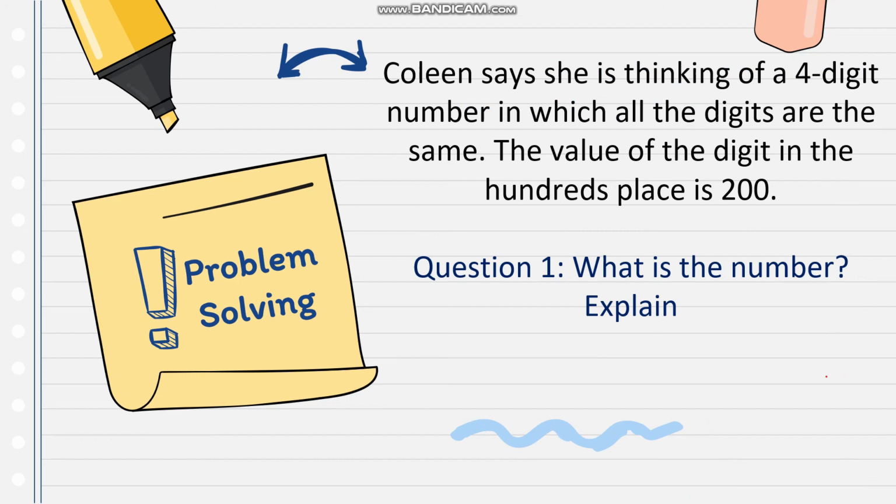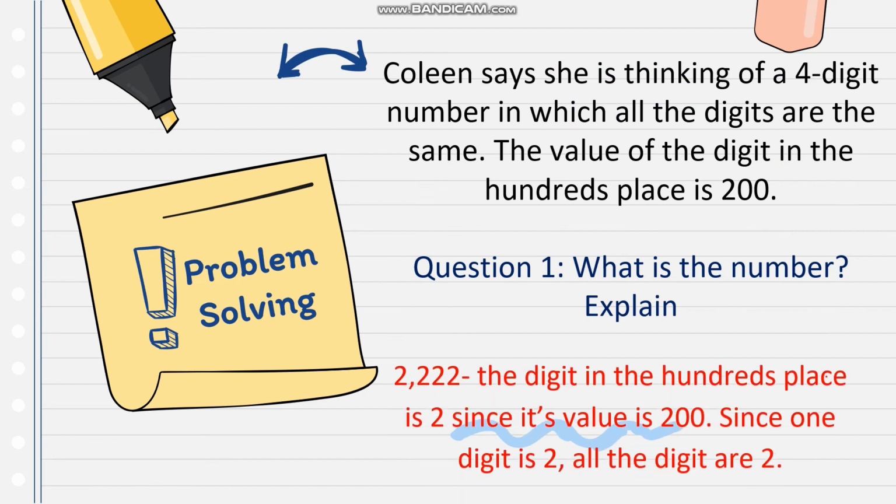Next question. Colleen says she is thinking of a 4-digit number in which all the digits are the same. The value of the digit in the hundreds place is 200. So what is the number? So the number is 2,222. Why? Because the digit in the hundreds place is 2. Since its value is 200, since one digit is 2, all the digits must be 2.